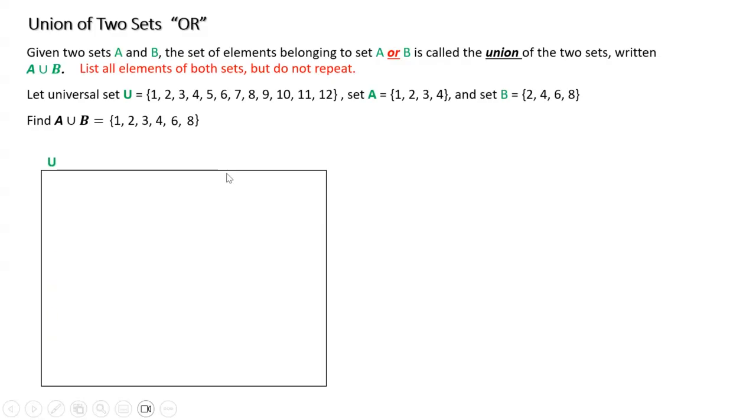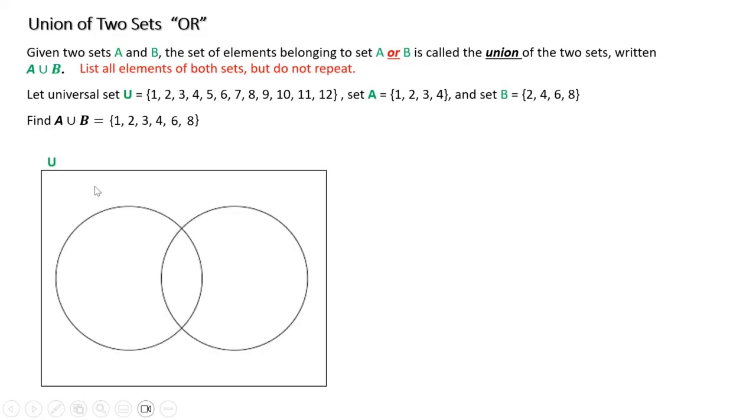And here's how you represent that. This is my universal set. This is set A, set B. Set A union B means all this right here. That's what it means, everything.